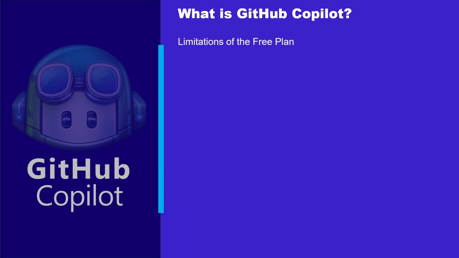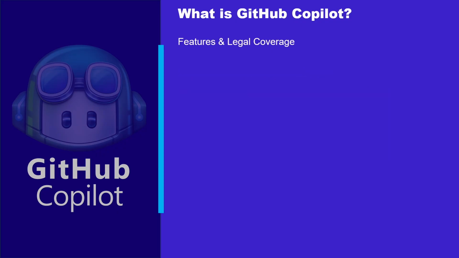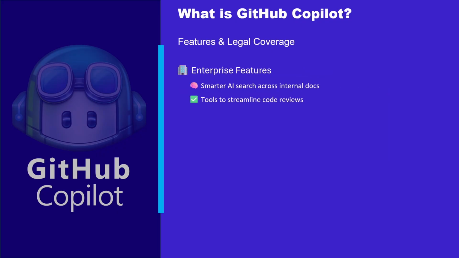If you are on the Copilot free plan, you still get a solid experience. But keep in mind, Copilot Chat is capped at 50 messages per month and some advanced collaboration tools may have limitations. For teams and organizations, Copilot Enterprise adds extra power, like smarter search across internal documentation and tools that help streamline code review. If your company uses Copilot through GitHub or Microsoft, your contract and legal protection vary, something GitHub calls the contract stack. It ensures clarity around usage rights and liability, especially for enterprise customers.